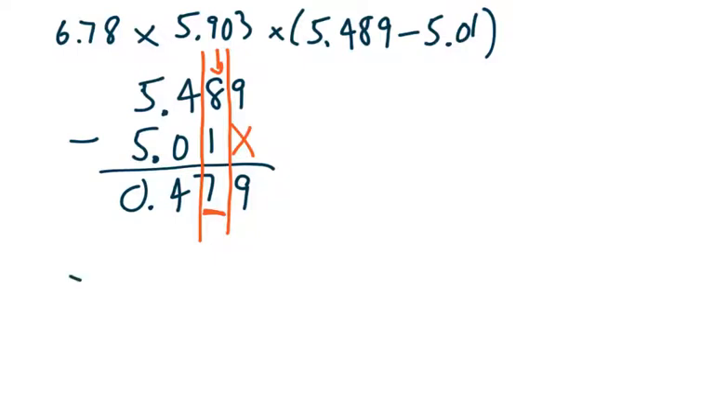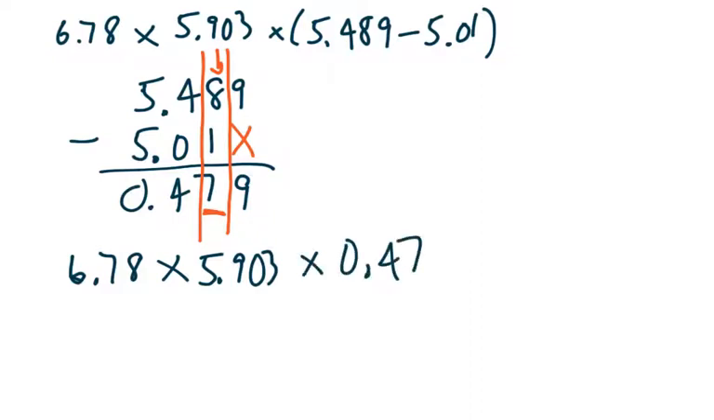See, what we're going to do now is we're going to get the 6.78. We're going to multiply it by the 5.903. And then we're going to multiply it by this number that we just calculated. Again, I'm going to underline this to keep track of my last significant figure. Now, when you plug this into your calculator, you're going to get 19.1707.